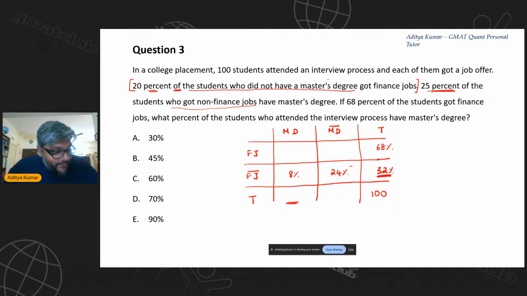20 and 80% of no MD. Yes. So when we had this as X, we had 20% of the students who did not have a master's degree having finance jobs, right? So this is going to be 20 by 100 X. So 24% would be 80 by 100 X, right? And what else? What else can I do? Anyone?